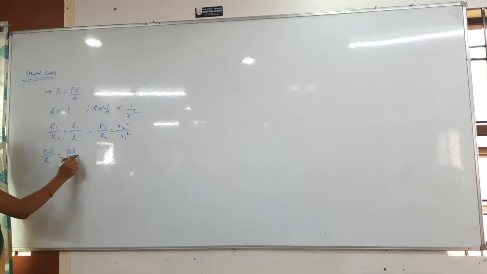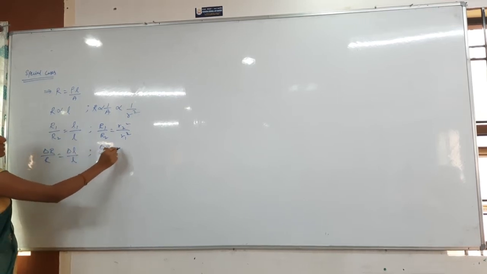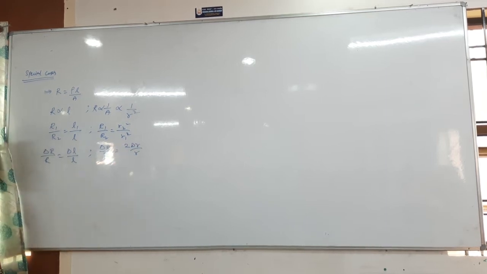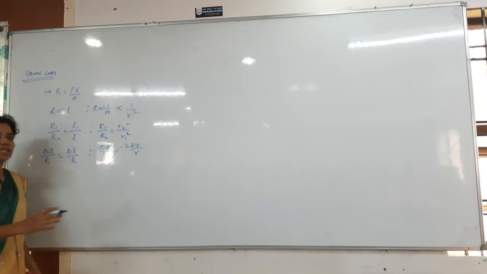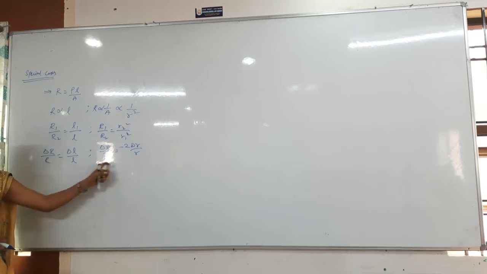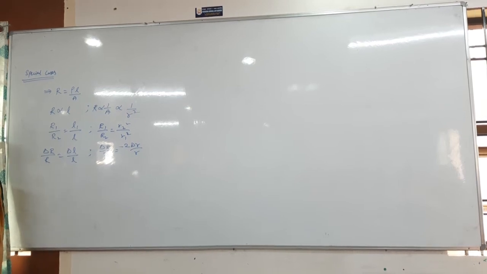delta L by L directly, and here delta R by R is equal to 2 into delta r by r, with a minus sign. Why? Because whenever the area is increasing, the resistance decreases, because both are inversely proportional to each other. These are the cases we have seen, and this is applicable when the percentage change is less than 5.